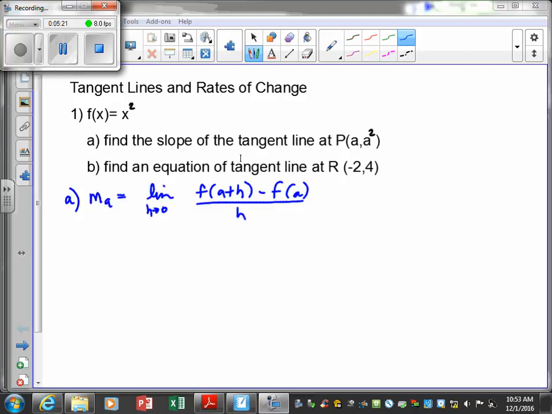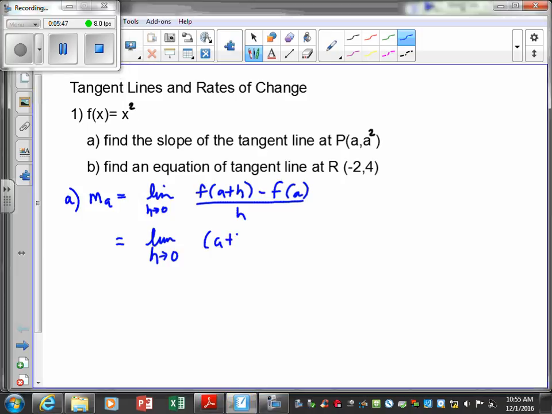Okay, so the first thing we're going to do to find the slope of the tangent line is we use our definition. Slope, the limit of f of a plus h minus f of a over h as h approaches 0. So we take our formula and we want to evaluate f of a plus h in our function. If I replace x with a plus h for this particular case, I would get a plus h squared. And if I evaluate f of x with an a, I would get minus a squared, and then I just have h.